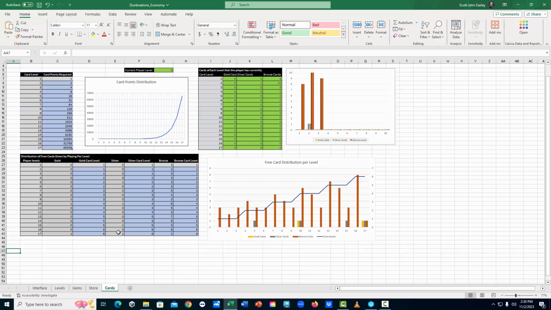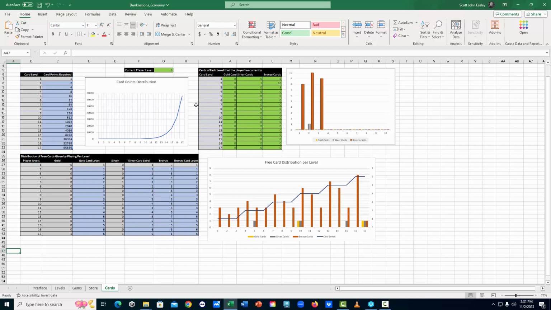This is the distribution of free cards. These are the card levels, and according to the card levels, this is how many gold cards, silver cards, and bronze cards we are giving. Now, how many cards a player currently has can be calculated using these card levels and the current player level. Since we know the player level, we know how many free cards he has.